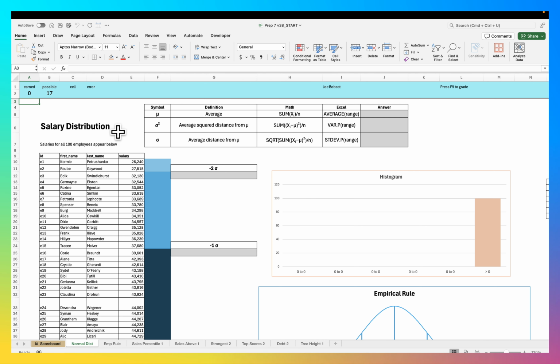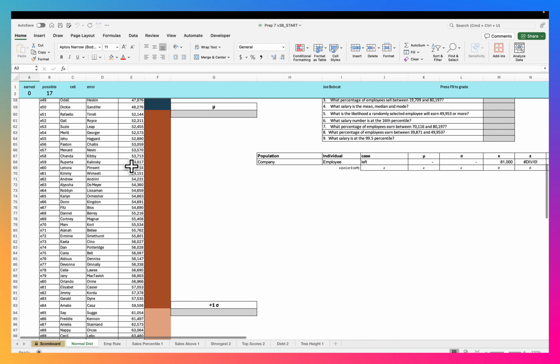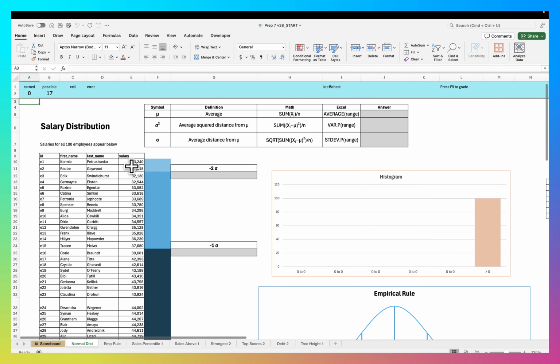So here on the left, you have salary distribution data, and we have salaries for all 100 employees of a company. And those employees are labeled like E1, E2, etc. And then their name, and then their salary. And the salaries have actually been put in order, like that. Okay, so let's look at a few characteristics of this population.